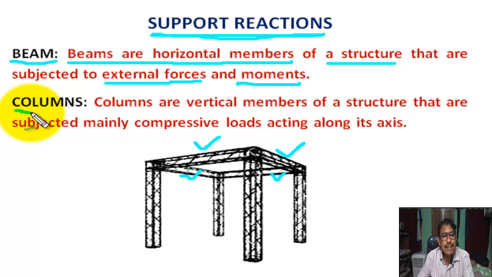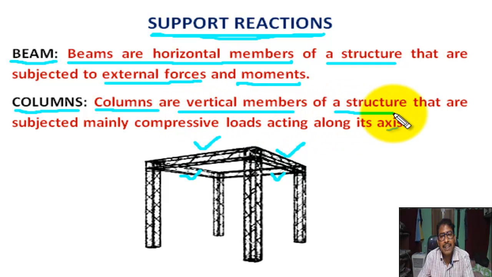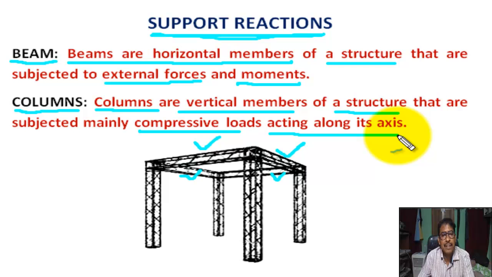Next, what is a column? Columns are vertical members of a structure that are subjected mainly to compressive load acting along its axis. Compressive load acts axially. In this structure, these are vertical members. All of these are columns.